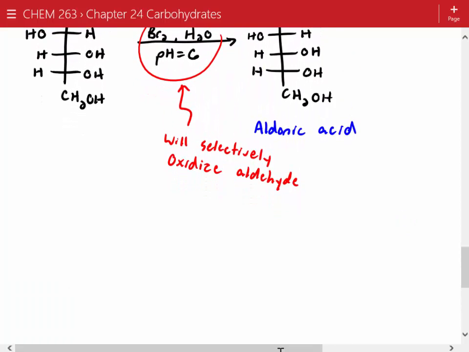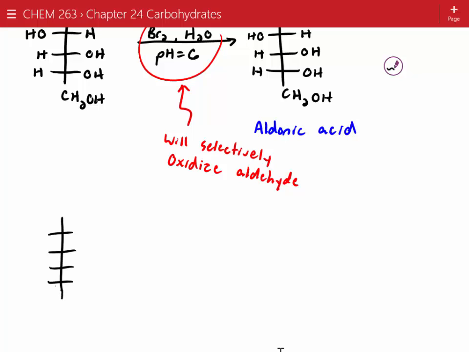All right, now let's look at harsher oxidizing conditions. Where did I put it? All right, the next one is the harsher conditions where we want to oxidize more than that aldehyde.